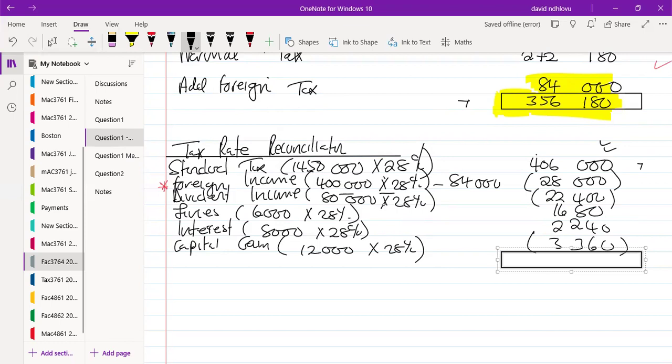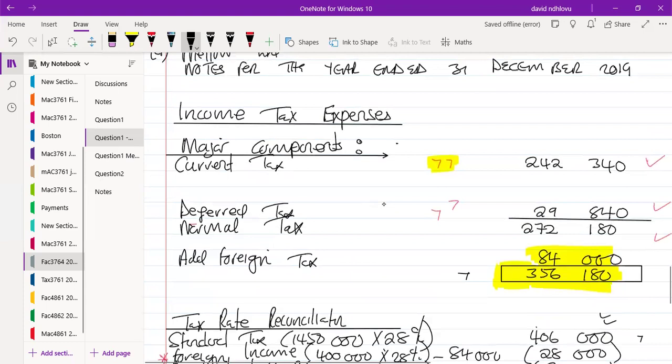We are going to get back to 356. Right, here I got 160. Why am I having 160? Did I make a mistake somewhere? Let's see. 406,000 minus 28,000 minus 22,400 plus 1,680 plus 2,240 minus 3,360. Right, I'm still getting 160. Why are we having a difference here?